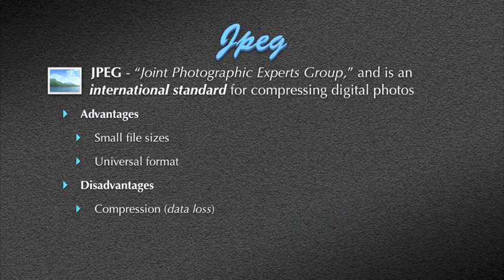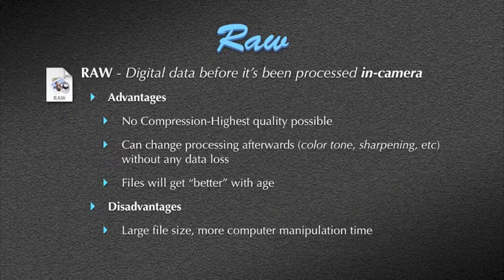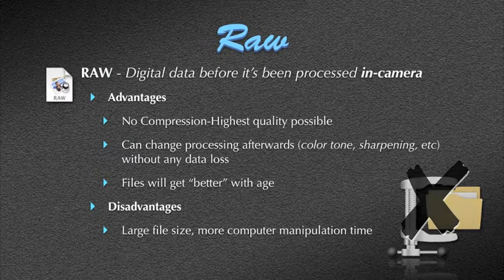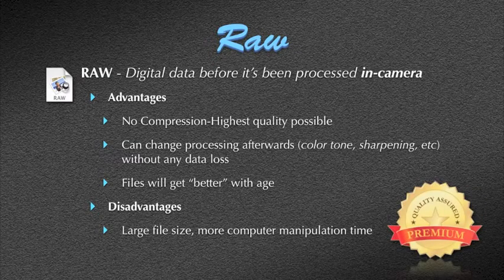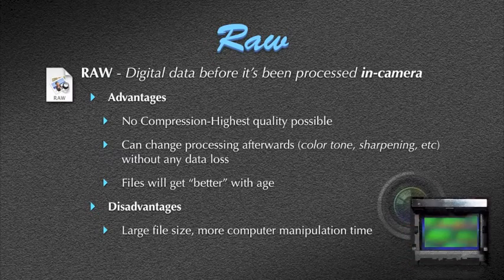It might be a disadvantage if you want to print a beautiful image for your waiting room and you don't have enough resolution or enough pixels. So the file format definitely makes a big difference. The RAW file format, as you can see here, has no compression, so you're going to get the highest quality image possible. You're using every pixel on your sensor to capture data.